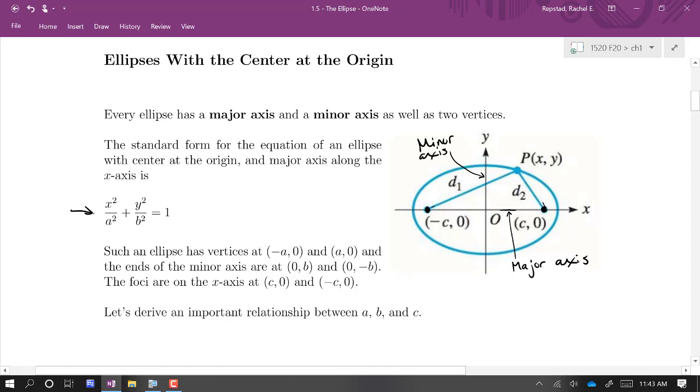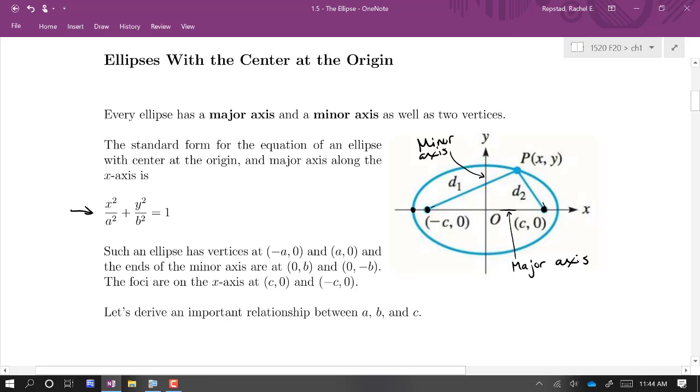So this equation, where it's x squared over a squared, is actually the equation of an ellipse that has a center at the origin whose major axis is the x-axis, so it's oriented horizontally. And as we'll see, a squared is always bigger than b squared, so we can tell its orientation based on just examining those denominators. So such an ellipse has vertices at (negative a, 0) and (a, 0).